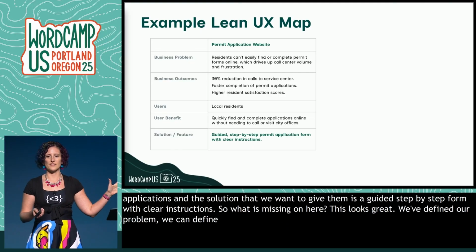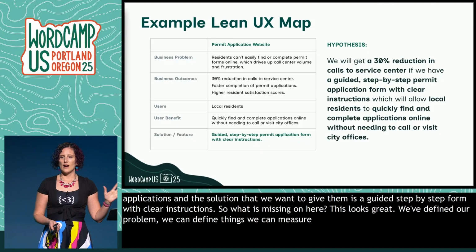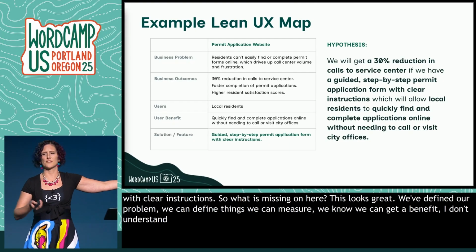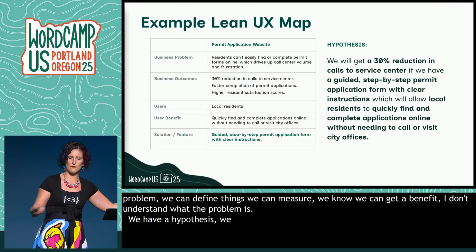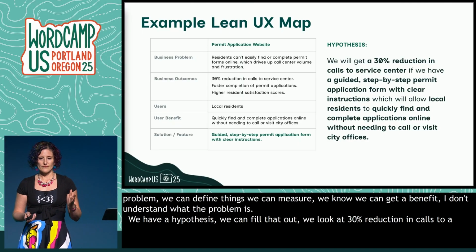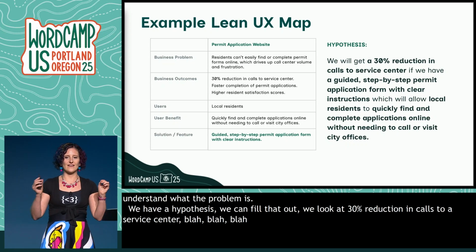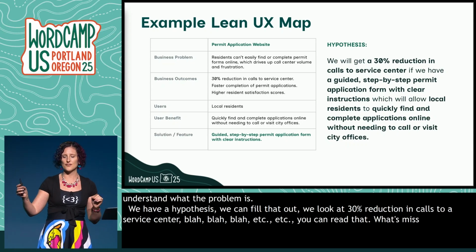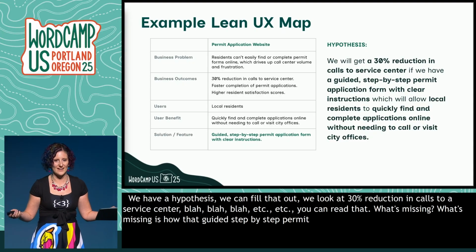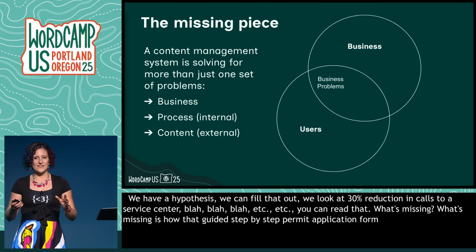I don't understand what the problem is. We have a hypothesis, right? We can fill that out. We will get a 30% reduction in calls to a service center if we have blah, blah, blah, et cetera, right? You can read that. What's missing? What's missing is how that guided step-by-step permit application form that we want to build as a solution is getting onto the site in the first place. And that's the missing piece here.